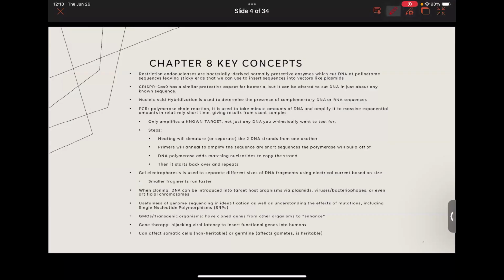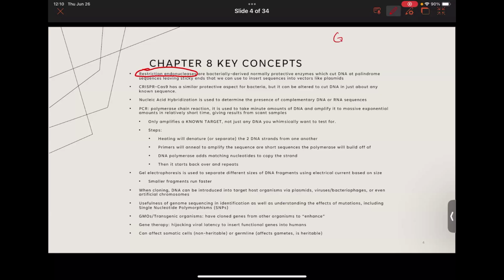So this is where we're getting into our tools for genetic engineering. In chapter 8, we introduced the restriction enzymes. These are proteins that are enzymes in bacteria naturally that bacteria use to cut out foreign DNA. But they create these sticky ends and they're always at palindrome sequences.